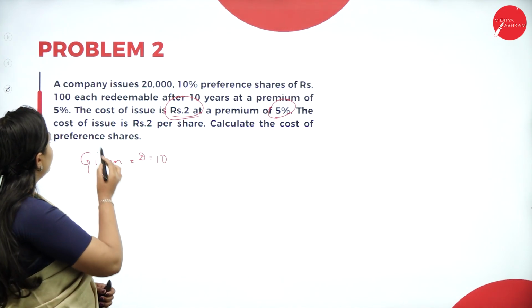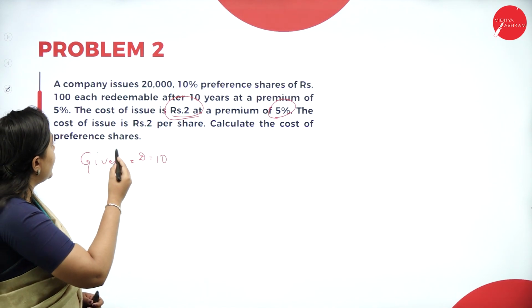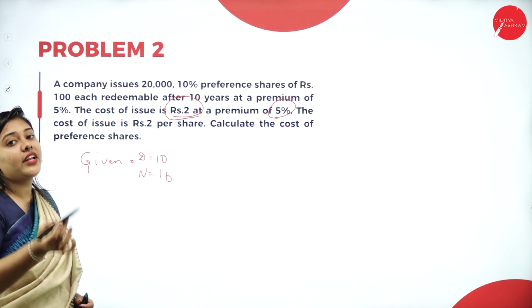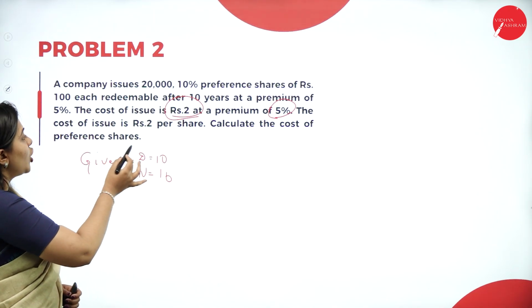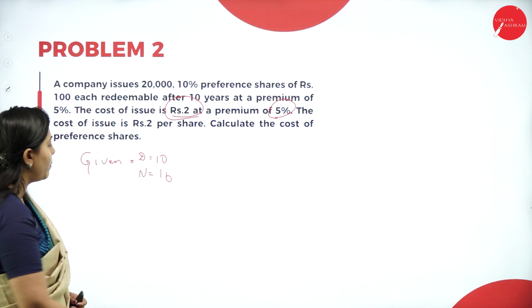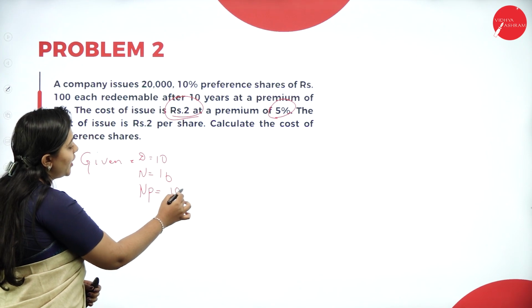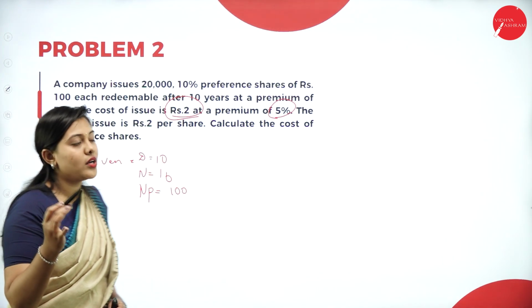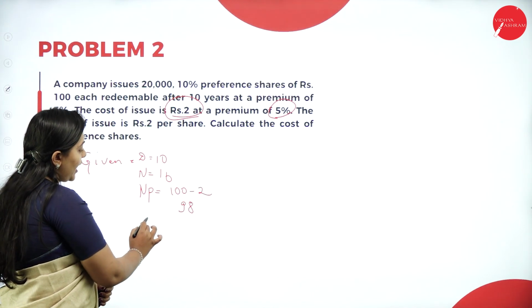And next, what is given? 100 rupees is given. While redeeming, they are telling after 10 years, number of years 10. So after 10 years, they are redeeming at a premium. You are issuing at a par, so net proceeds will be how much? Net proceeds will be 100. You have incurred rupees 2 as your cost of issue. So net proceeds will be 98.